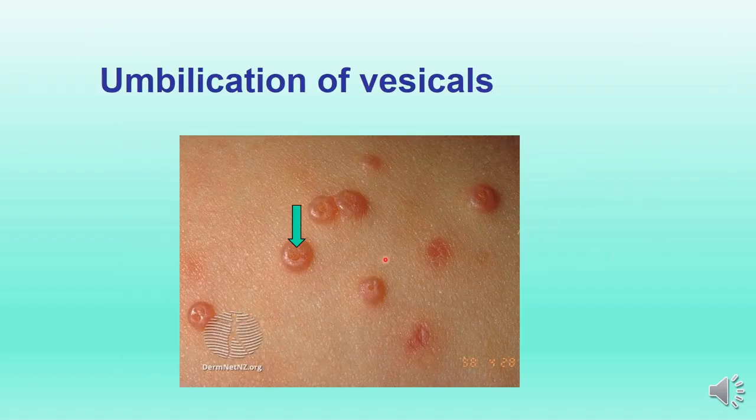In this picture you can see the umbilication of the vesicles. All the vesicles have a pit like structure. This umbilication is a very characteristic finding in a chickenpox rash.